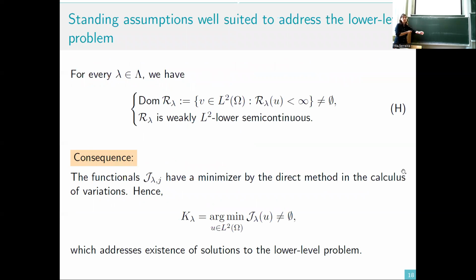Now let me give you a little bit more of the details, and let me start with the standing assumptions. So these are our regularizers, and we assume that the domain is in L2 and it's non-empty. That's nothing special there. And we are assuming also that they are weakly L2 lower semi-continuous. Of course, if they are not, we can relax them. So we are assuming from the very beginning they are L2 weakly lower semi-continuous.